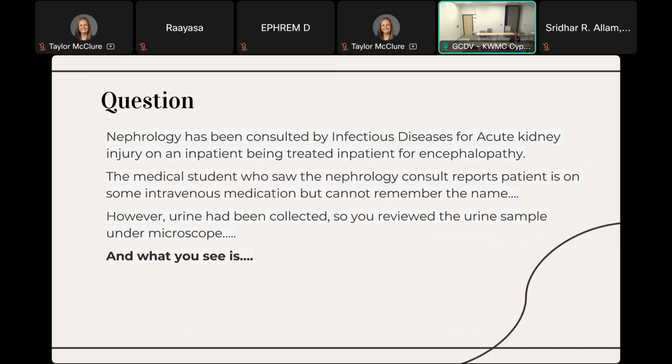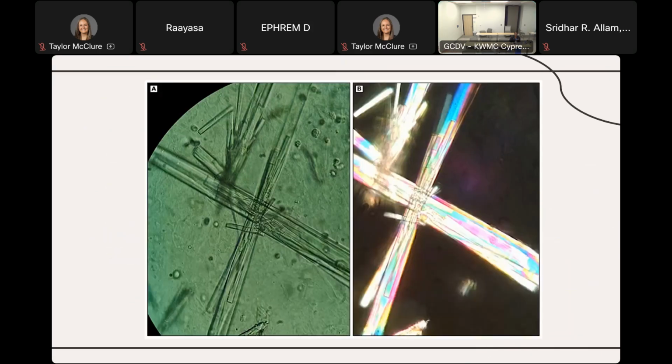Now we will go to some spot diagnosis so we can make it fast. Nephrology has been called by infectious disease for acute kidney injury in a patient being treated inpatient for encephalopathy. The medical student who saw the nephrology consult reports the patient is on some intravenous medication but cannot remember the name. However, urine has been collected. So before you go see the patient, you look at the urine sample under the microscope, and this is what you see. On the left side is high-power microscopy, and on the right side is phase-contrast microscopy.